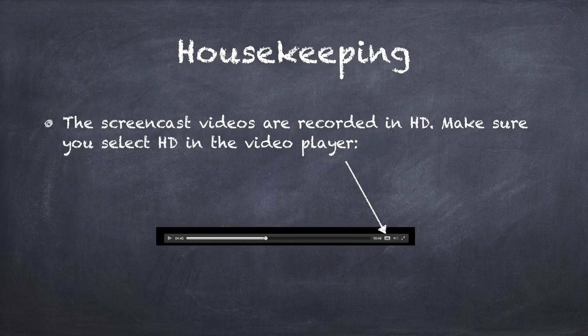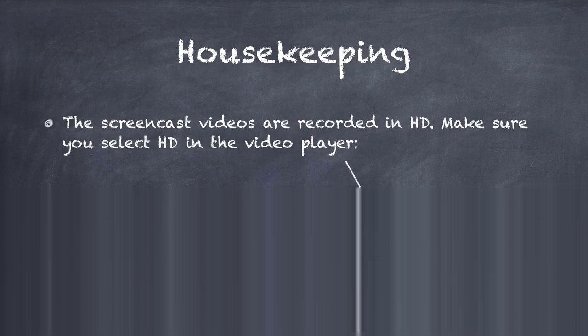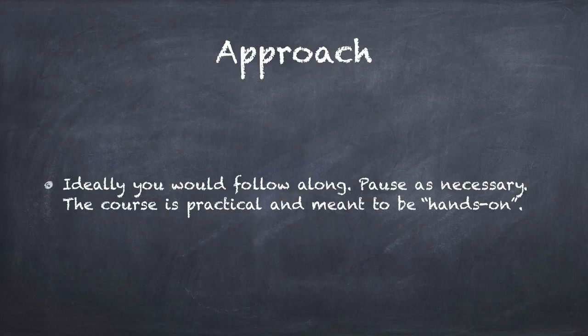Just a small housekeeping item, the screencasts of my screen when I'm showing you WordPress are recorded in high definition. So please make sure that you select high definition in the video player by toggling that little option at the bottom of the video. Many times it's going to revert to standard definition. If you do have the sufficient bandwidth and internet speed, please go ahead and toggle that to high definition, and remember to do that for all the videos so that you get the best experience out of that.